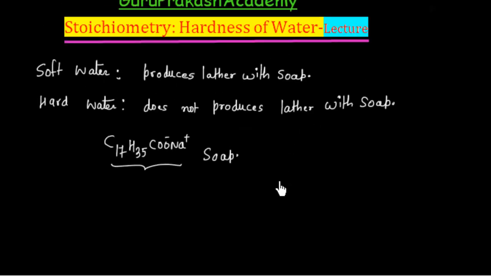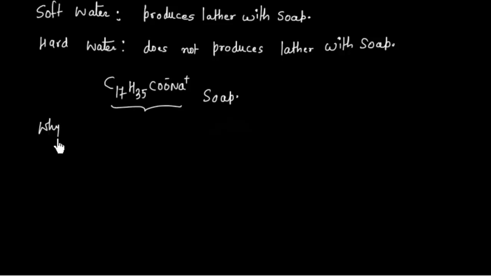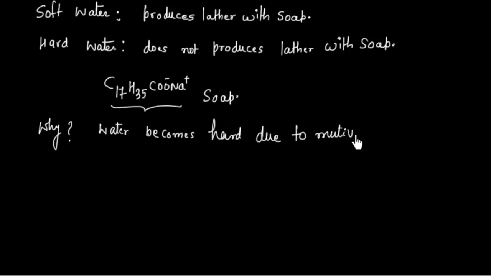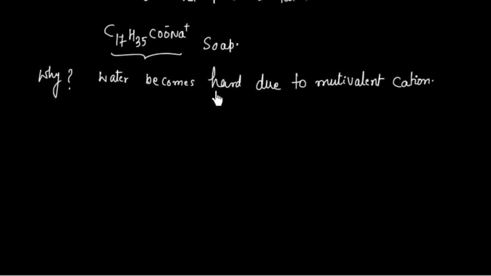Now why does water become hard? We'll discuss. Water becomes hard because it contains multivalent cations. This cation can be Mg2 plus, Ca2 plus, Al3 plus or Fe3 plus. In all cases you have more than 1 plus charge.